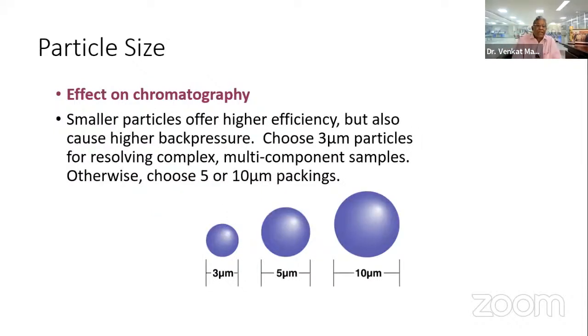And another parameter is the particle size. Lower the particle size, the back pressure may be high, but the resolving ability is much, much better. If I use a 3 micron, I can separate maybe 10 peaks. If I use a 10 micron, I may be separating only 3 or 4 components. I will show an example for that.